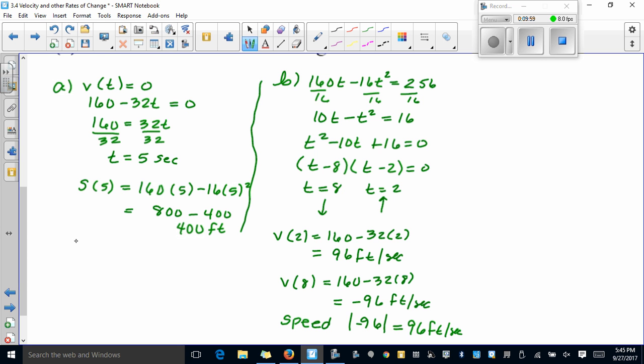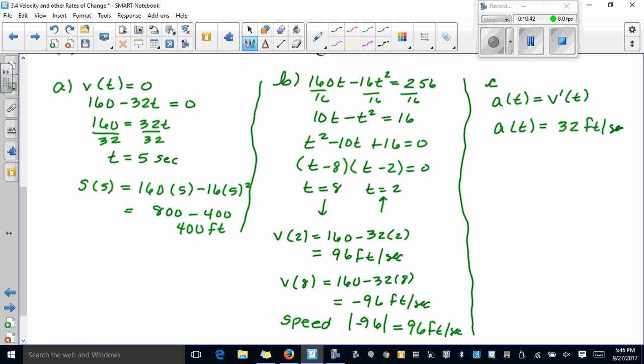A lot of algebra. I do realize this. A lot of algebra, but it's not like I didn't warn you. Okay, part C. What is the acceleration of the rocket anytime t during the flight after the blast? Okay, well, acceleration is just the derivative of velocity. And our velocity function was 160 minus 32t, so our acceleration is going to be negative 32 feet per second squared. That was part C. That was an easy one.